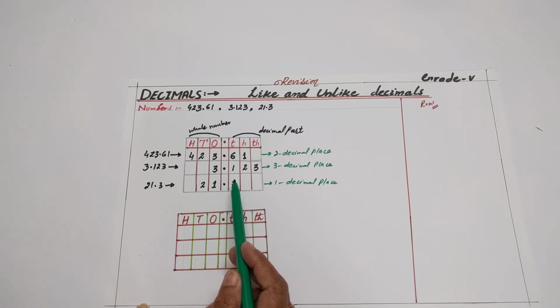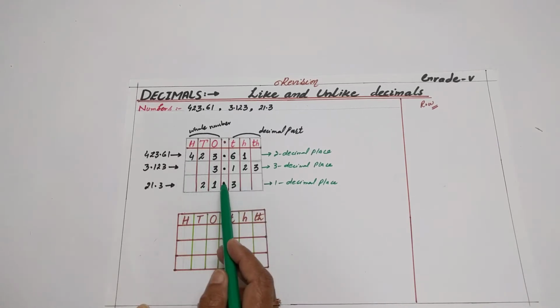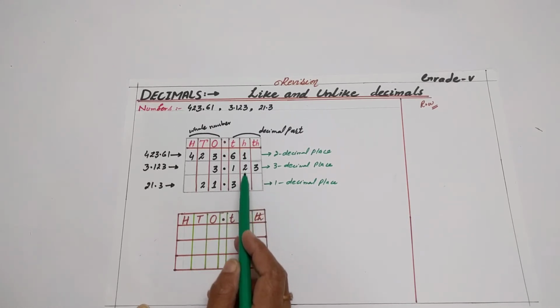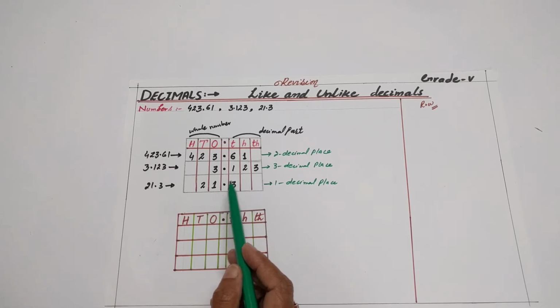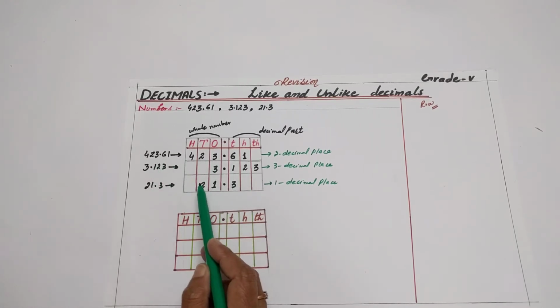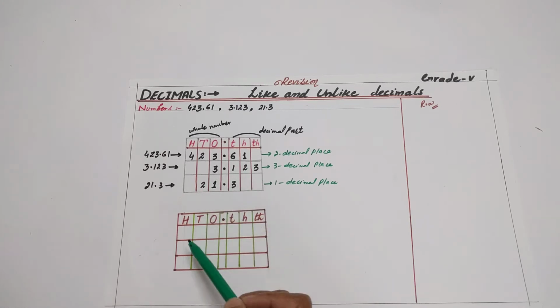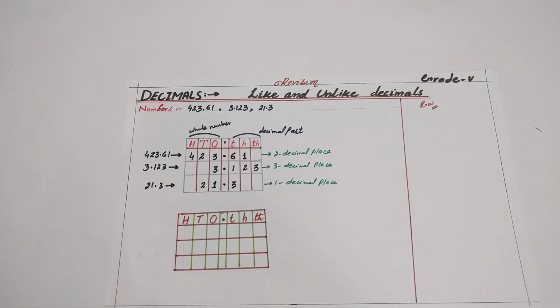When we work with decimals, it is very important to write our sum neatly with the decimal point and the columns properly aligned. These three given numbers have different decimal places, so these are called unlike decimals.